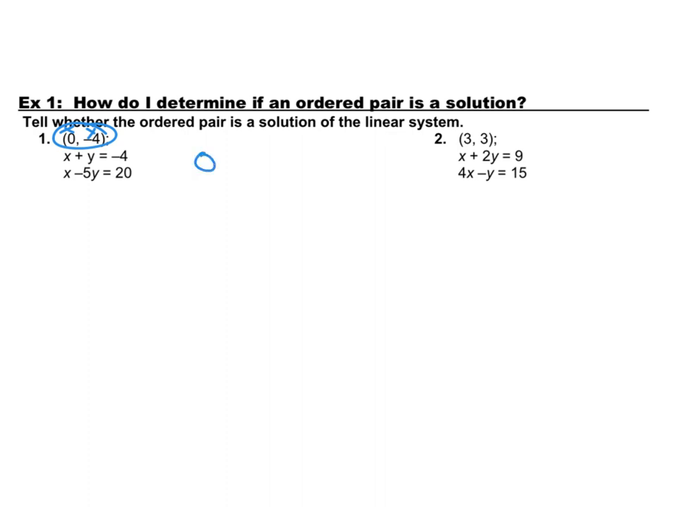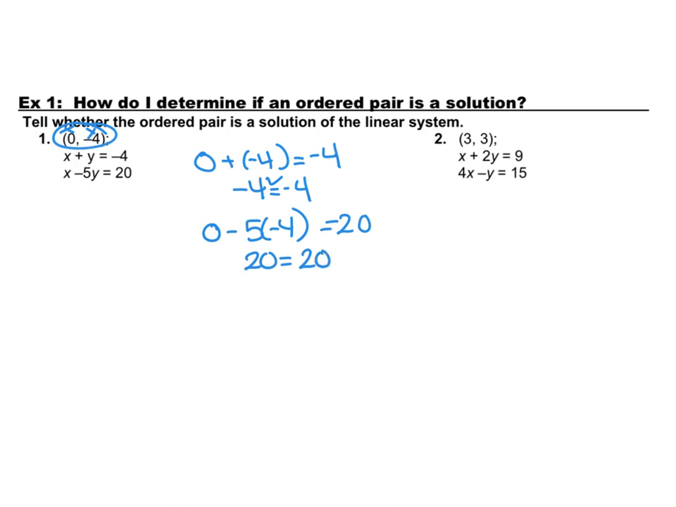So I'm going to take 0, which is x, plus -4, and is that equal to -4? Well, -4 is equal to -4, so yes. But it has to be the solution to both of these equations. So let's check the next one. I'm going to plug in 0 minus 5 times -4, and is that equal to 20? -5 times -4 is equal to 20, so 20 is equal to 20, so yes, this is a solution to this system of equations.